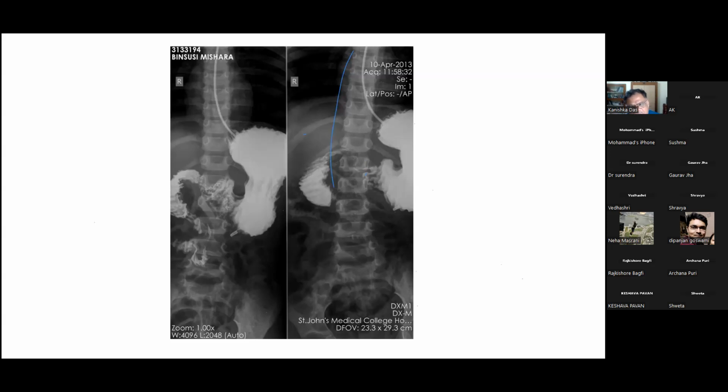Propped up, no. Prone. You turn the patient prone, and then it usually goes down. Haven't you seen the radiologists do it? And then you can see your DJ. Basically, you want to see the position of the DJ.